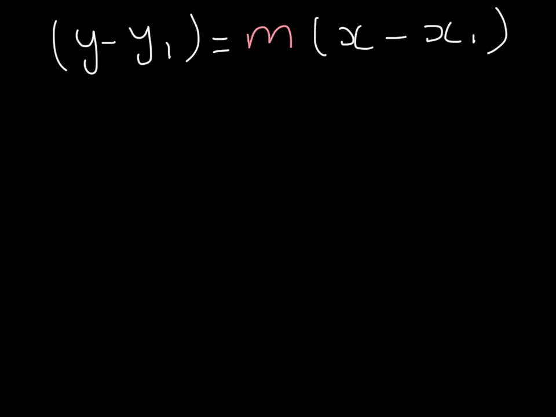To find the equation of a straight line, you can use this formula: y minus y1 equals m(x minus x1). You can use this when you know the coordinates of a point x1, y1 and the gradient of the line m. Here is an example.